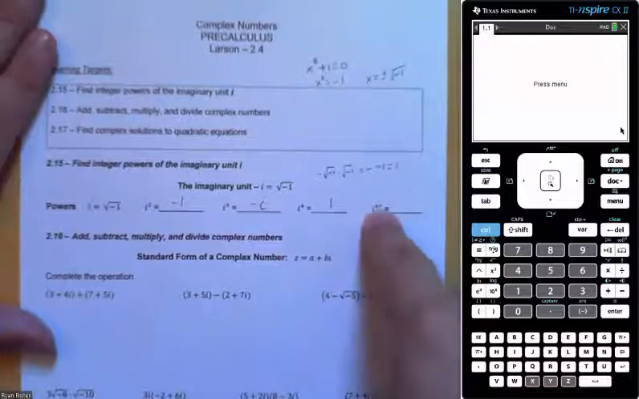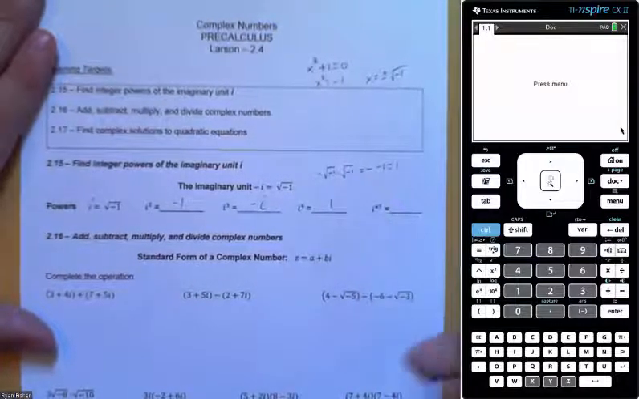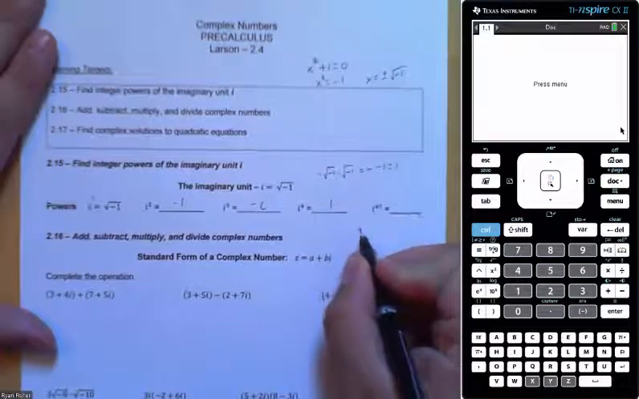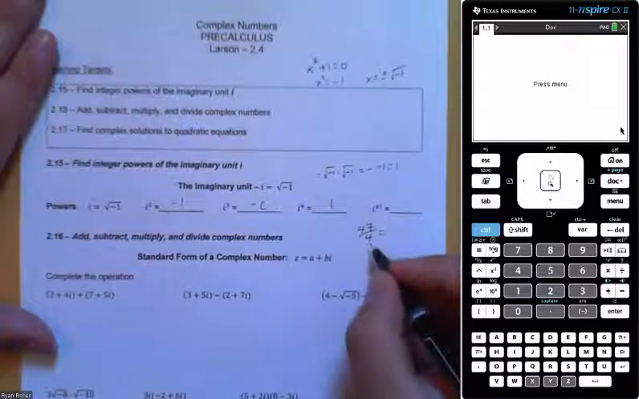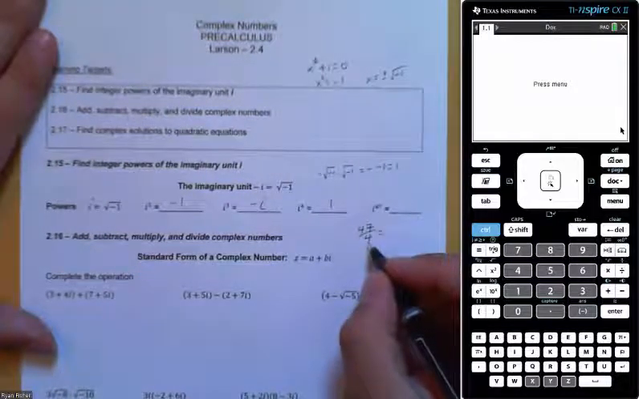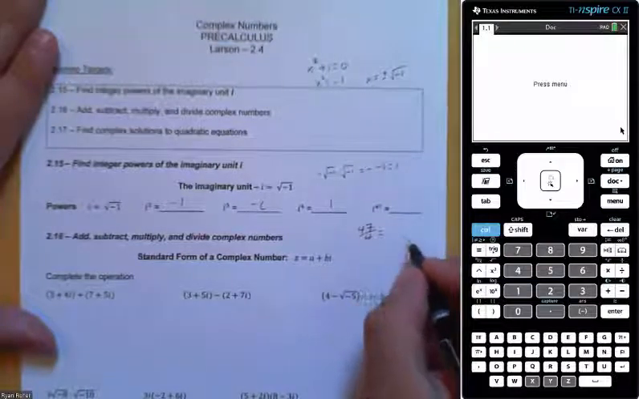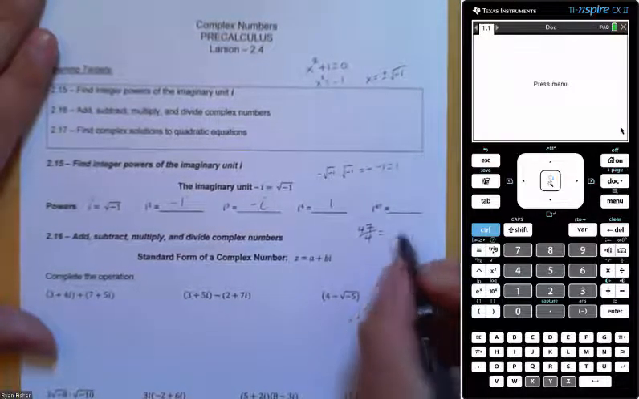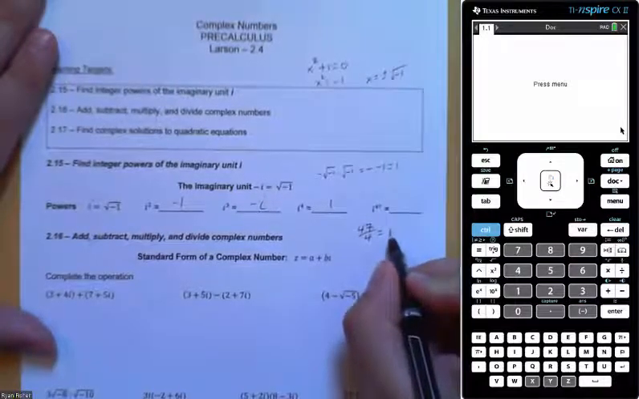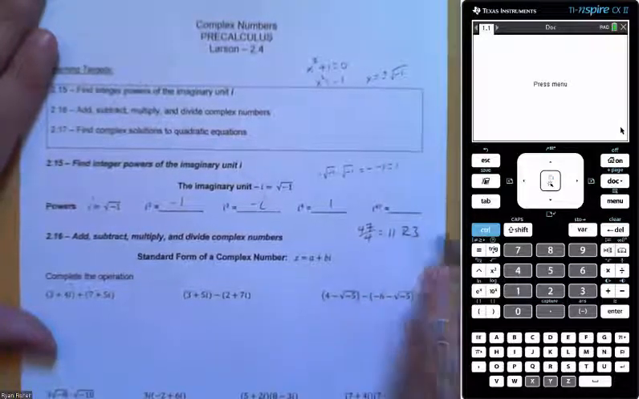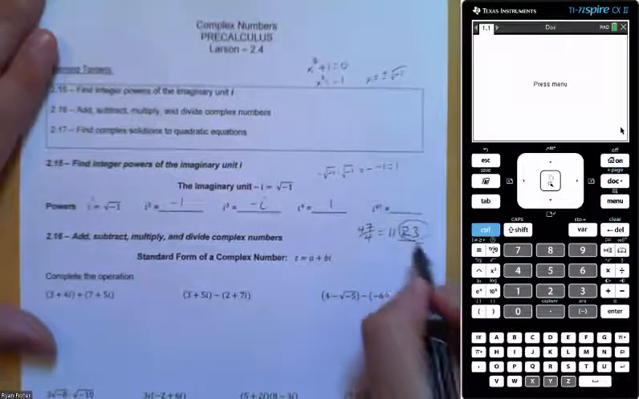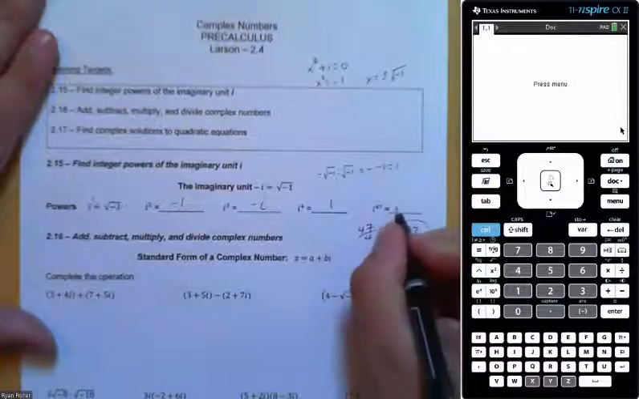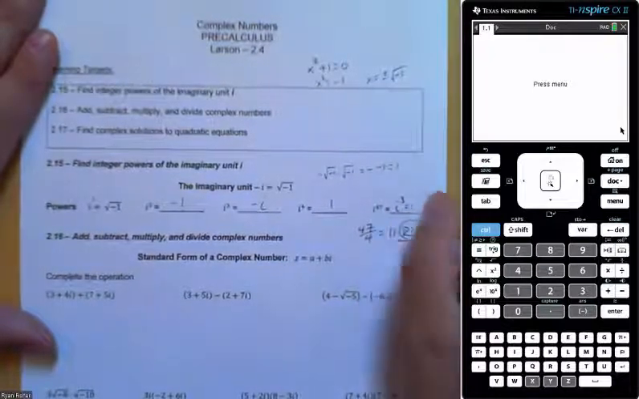So i to the 47th power is just, well, what should that be? That should be the same as, well, let's see, what is 47 divided by 4? Let's see, 4 goes into 48 evenly. That means it goes into 44 evenly. So it goes in 11 times with a remainder of 3. 44, 45, 46, 47. The remainder of 3 tells me that i to the 47 is the same as i to the third power, which is just minus i.